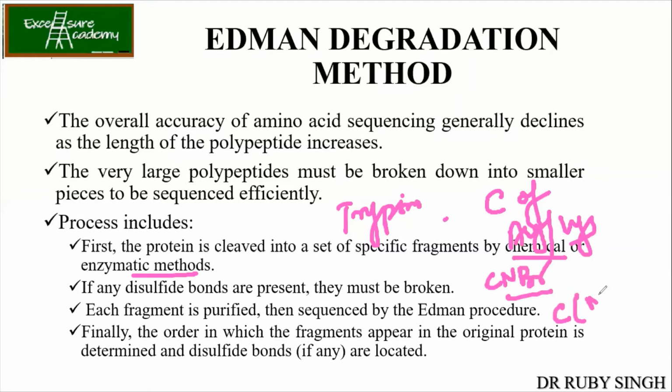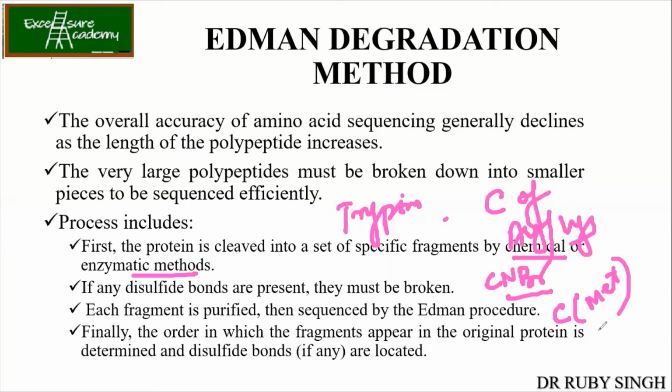Now, suppose you are using cyanogen bromide, a chemical. It is going to cleave at the C terminal of methionine. So if you are using chemical treatment, you know that at the C terminal, the last amino acid is going to be methionine. Okay. So if you know that, then you can actually guess the sequence of the polypeptide chain.